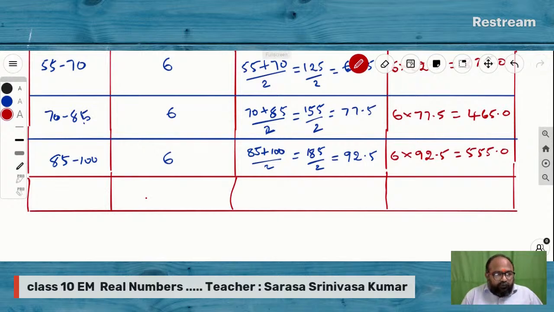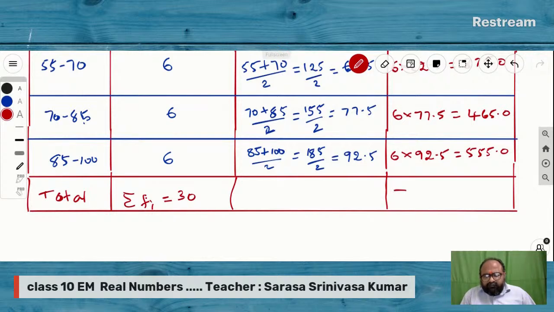So this is equal to total. The second column gives us sigma fi. This is equal to, total number is 30. Now we leave this column. We don't write anything else here. The last column, sigma fi xi. This is equal to, we get 1860.0.